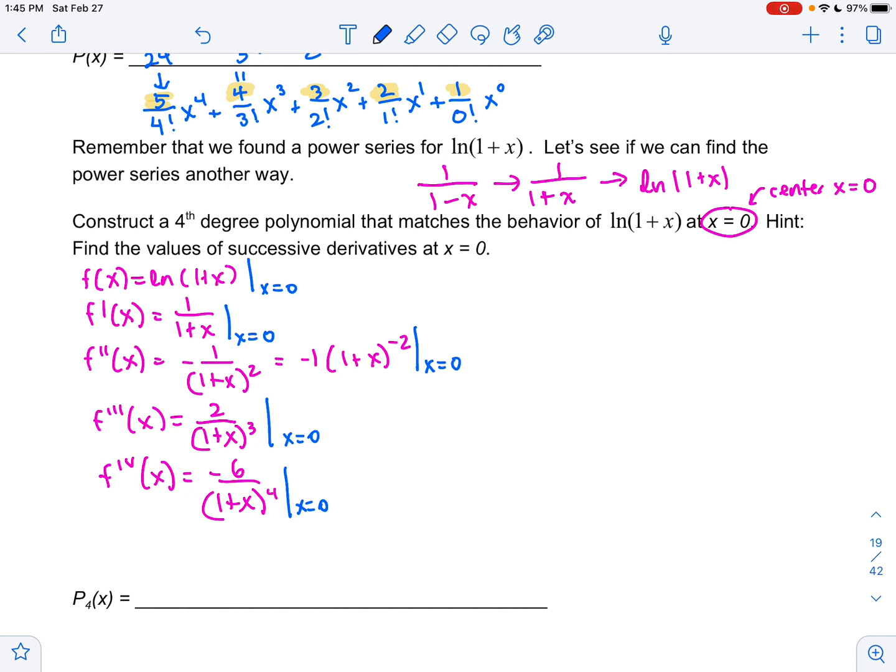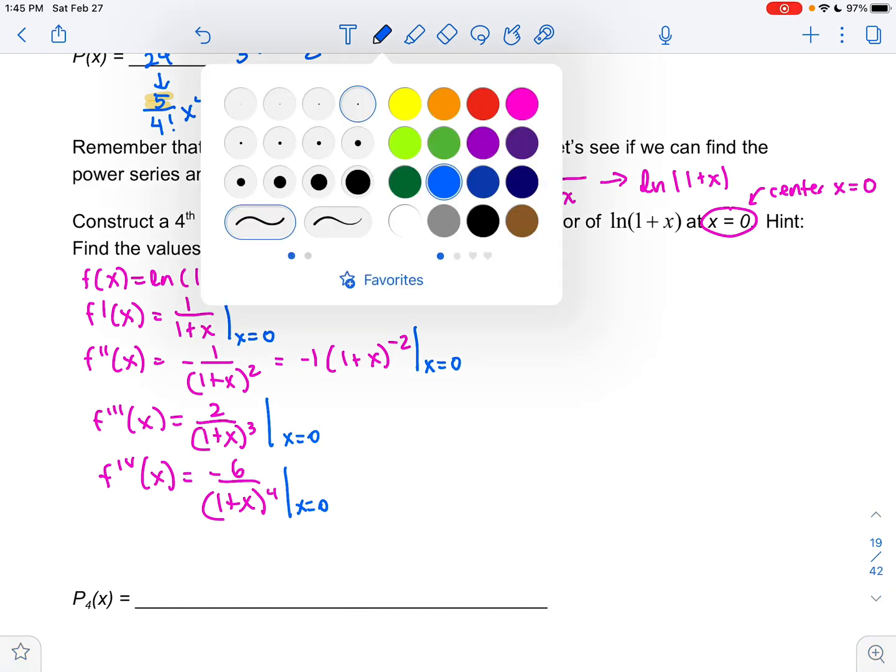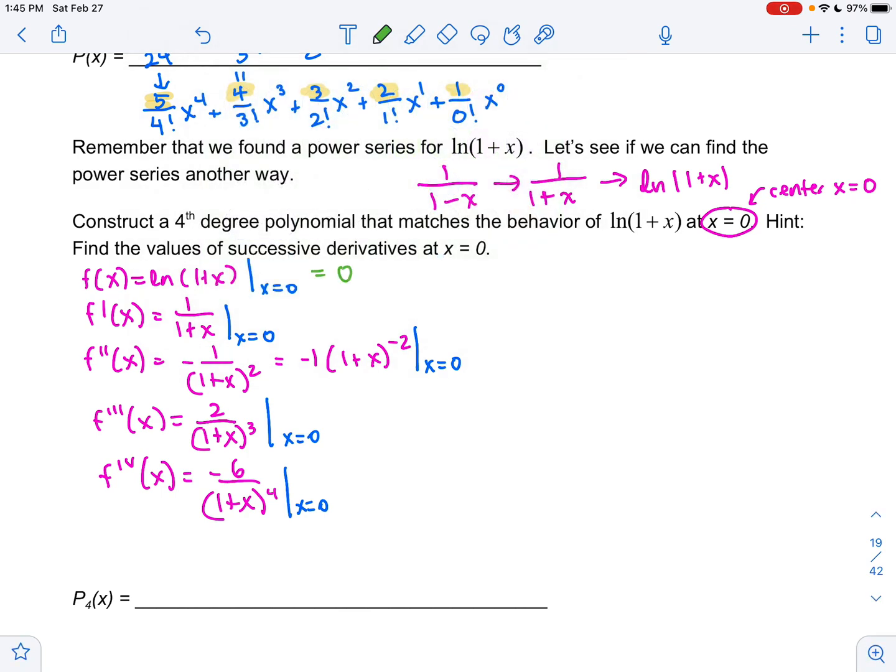So if I plug 0 in for ln of 1 plus x, ln of 1 is equal to 0. So switch colors here. So this is equal to 0. Plug it in, and you get that this is equal to 1. If you plug x equals 0 into the second derivative, you get a negative 1. If you plug x equals 0 into the next one, we get 2. And then the last one, we get negative 6.